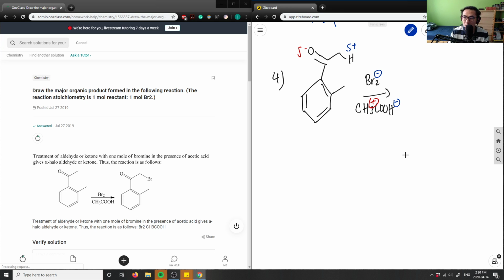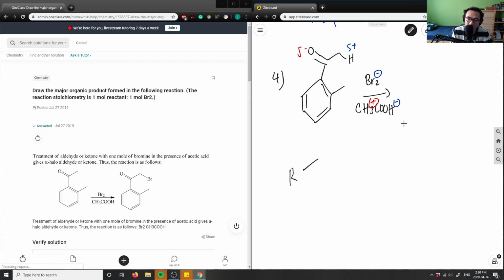Sorry. So how does this work? What we're going to do is we have this negatively charged species here, right? What it's going to do is actually react with itself. So let me redraw the benzene here. Actually, let me just draw the ketone here.